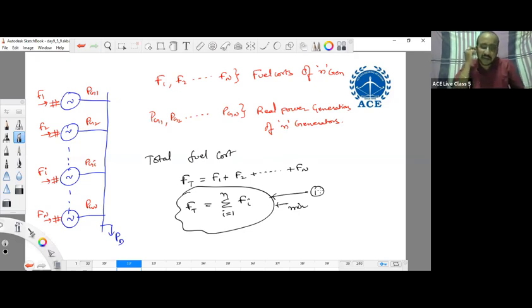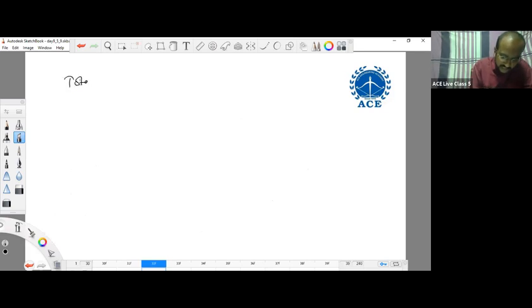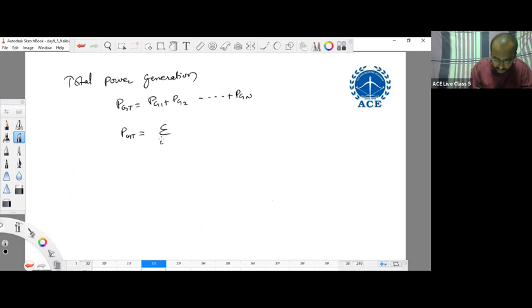Is only minimizing the fuel cost sufficient, or is any condition to be satisfied? Here the condition is that total power generation must be equal to power demand. Satisfying that condition, we should minimize the total fuel cost. So how do you calculate total power generation? Pgt is equal to Pg1 plus Pg2, so on up to Pgn. That is, Pgt is equal to sigma i equals 1 to n Pgi.